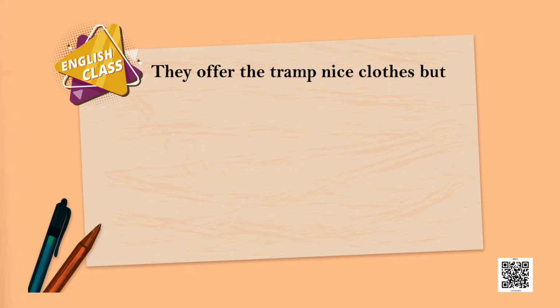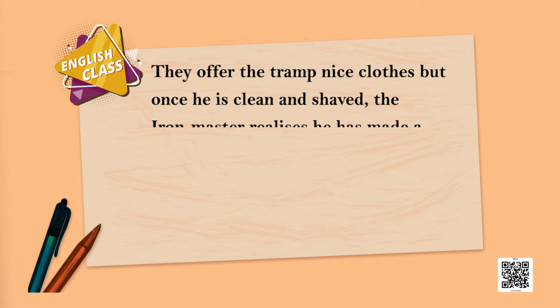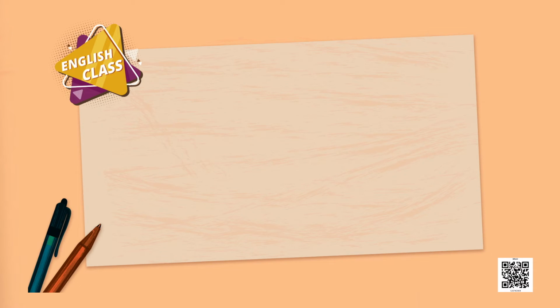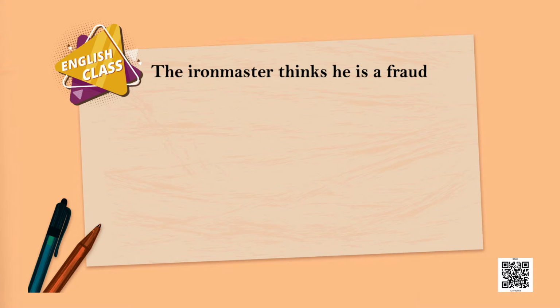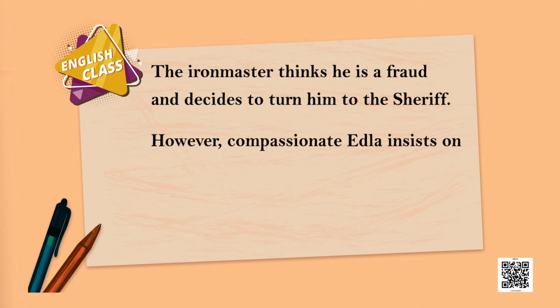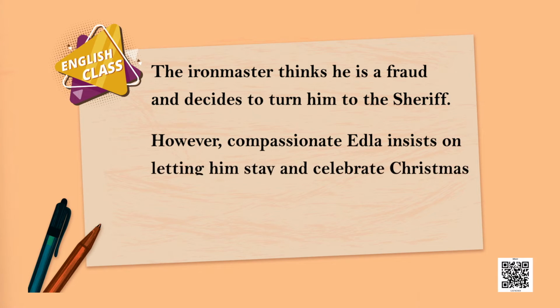They offer the tramp nice clothes, but once he is clean and shaved, the ironmaster realizes he has made a mistake and that the peddler was not his comrade. The ironmaster thinks he is a fraud and decides to turn him over to the sheriff. However, the compassionate Edla insists on letting him stay and celebrate Christmas with them.